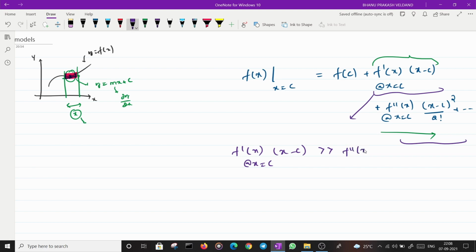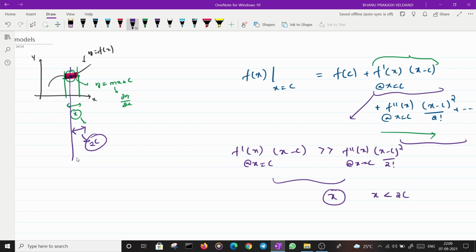You can start with f double dash of x at x is equal to c into x minus c whole square divided by 2 factorial. So once you solve this expression, you will get an inequality for x. Suppose you get x less than 2c, so this would be the 2c limit on both the sides. So this side it's 2c and this side it's 2c.